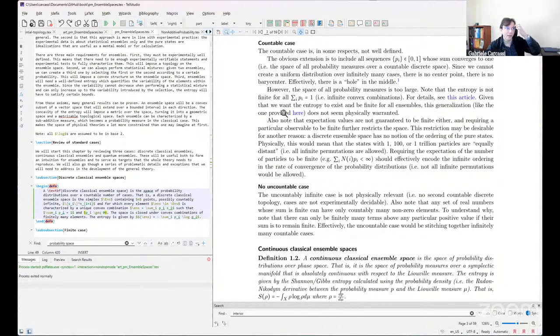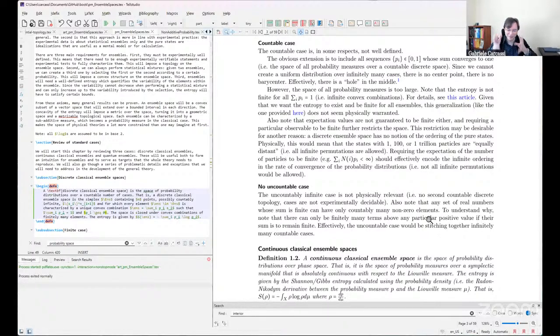And having done the countable case, we can show that there can't be an uncountable case. The uncountable infinite case is not physically relevant. There are no second countable discrete topologies. Such cases are not experimentally decidable. You can't basically explore a space like that experimentally. And then there is also a mathematical problem. Note that any set of real numbers whose sum is finite can have only countably many non-zero elements, right?